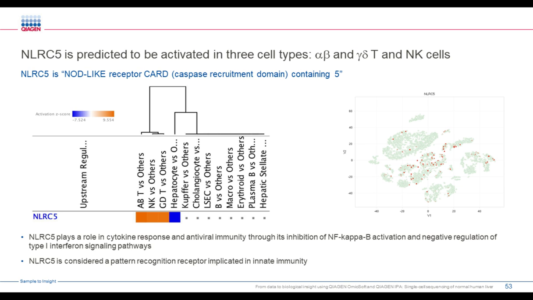We were interested in another factor that was this time activated in 3 cell types: alpha beta T cells, gamma delta T cells, and NK cells, the immune cells per se, that are revealed in that single cell sequencing. And NLRC5 actually plays a role in cytokine responses and antiviral immunity. And it's predicted to be activated, as you can tell by the orange color, in all these 3 types, and strongly inhibited in the hepatocyte. If you look at the expression of NLRC5 in the scatter color view, you realize effectively the presence of alpha beta T cells here, some macrophages, some endothelial cells a little bit.